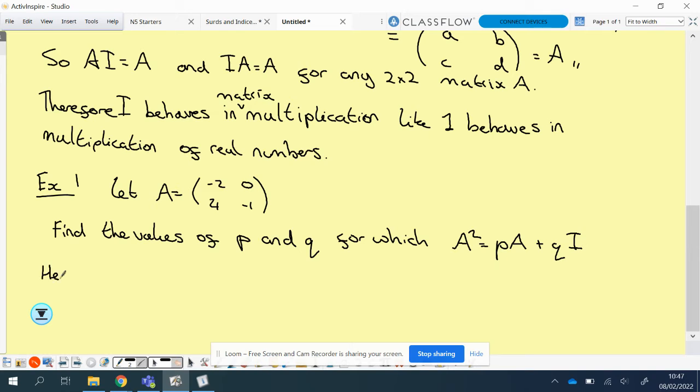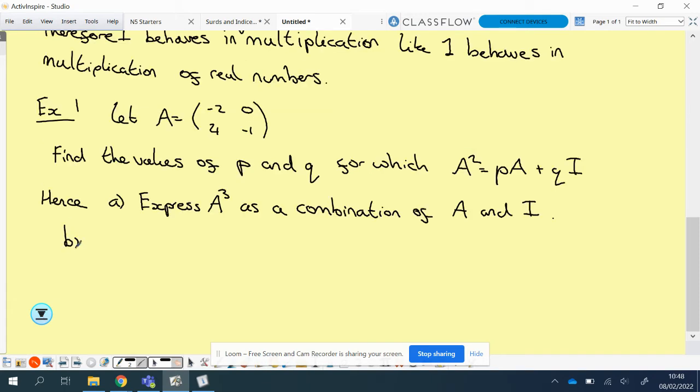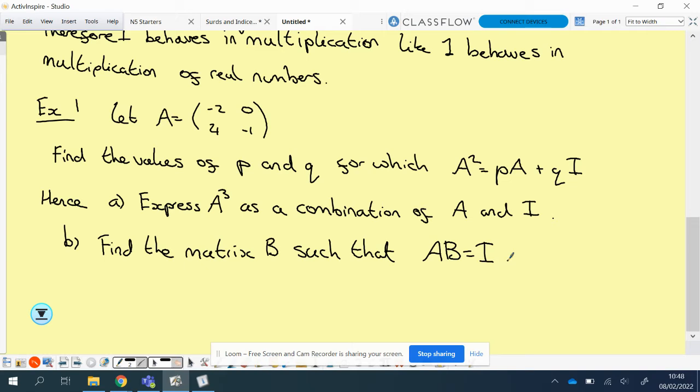And then there's also going to be a hence. Part A: hence express A cubed as a combination of A and I. So after we've done the first part, we're then asked to express A cubed as a combination of A and I. And then part B, find the matrix B such that A times B would give us our identity matrix.